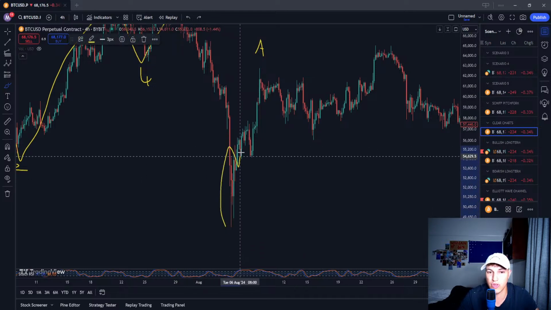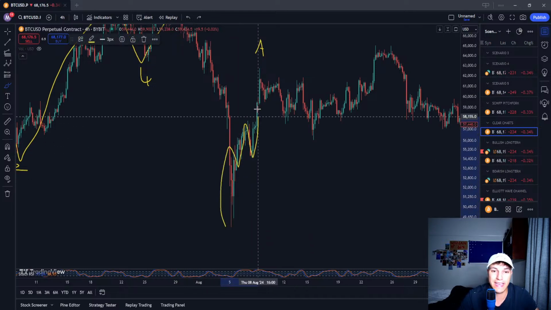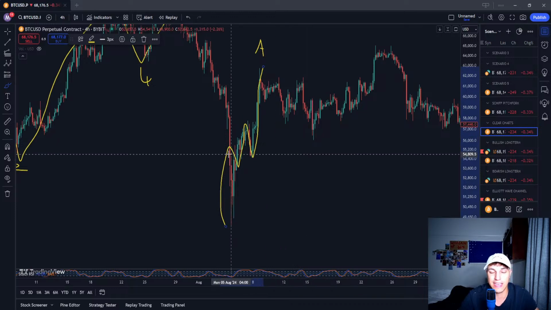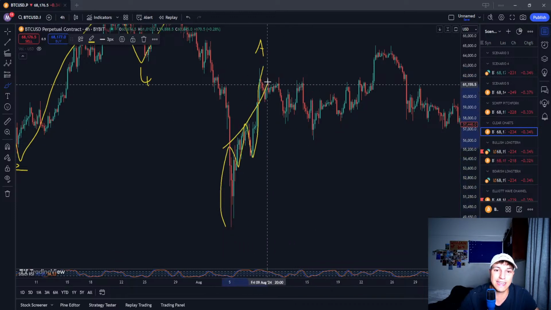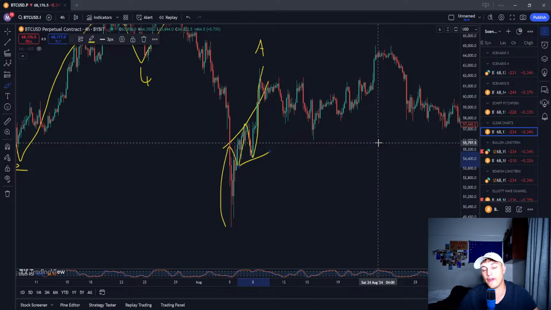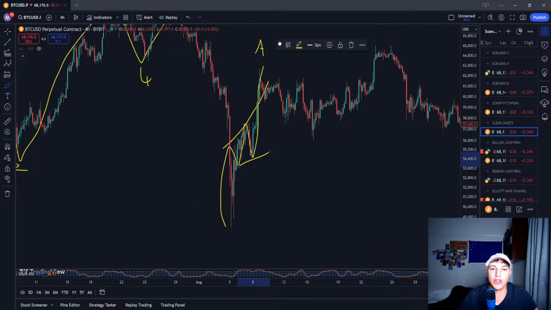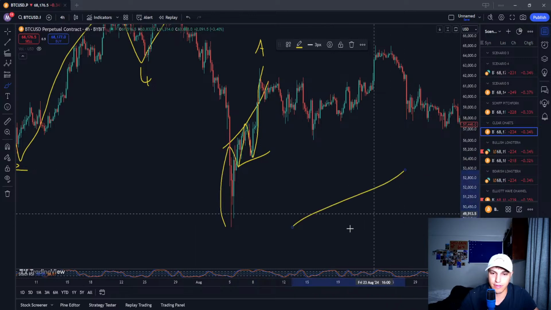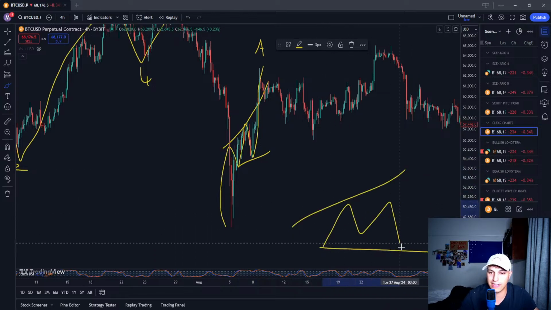1, 2, 3, 4, expanded flat. Expanding in a diagonal, very, very rare. Unless this is the only scenario where, and this is the most rare structure in Elliott Wave. An expanding leading diagonal.